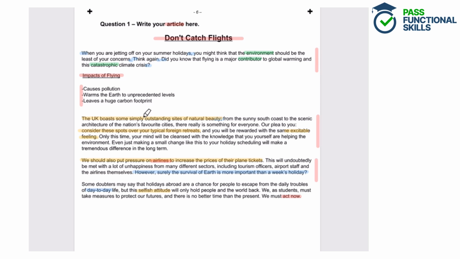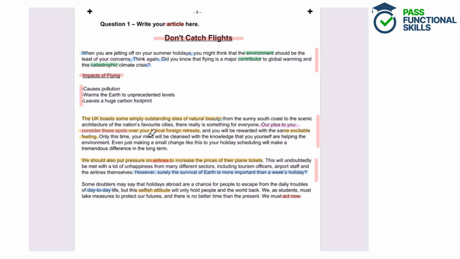So if we have a look at the third paragraph here, the UK boasts some simply outstanding sites of natural beauty, from the sunny south coast to the scenic architecture of the nation's favourite cities. There really is something for everyone. And then they say, our plea to you, consider these spots. So referring to the spots, the cities in the previous sentence there.